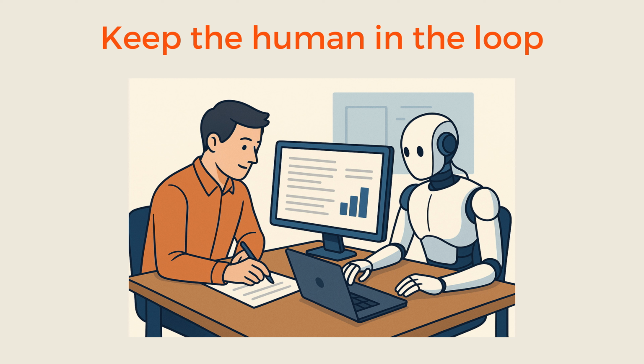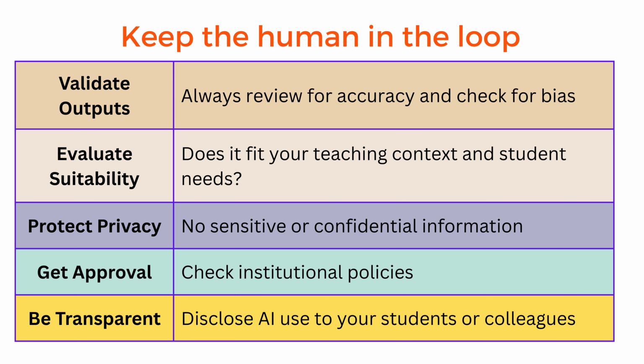Keep the human in the loop. This is incredibly important. While AI can be a powerful assistant, it's not infallible. It can make mistakes. It can hallucinate, where it generates incorrect information. It can also reflect biases present in the data it was trained on. Always maintain a human in the loop approach. Here's what that means in practice.